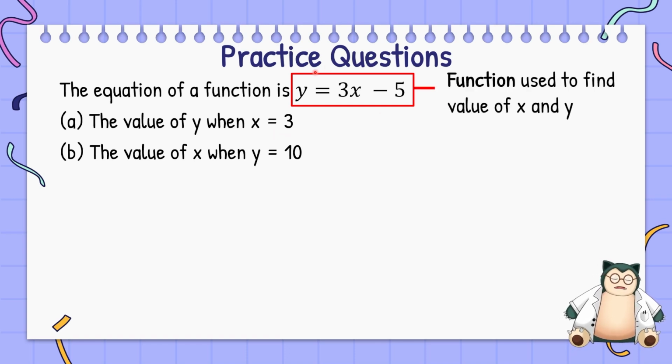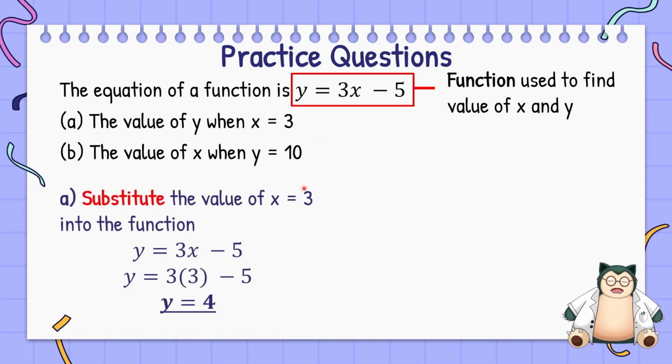Okay, so this equation over here is a function used to find the value of x and y respectively based on the question. So for part A, what you need to do is just substitution. We learned back in the previous chapter on mathematical formula, substitution just means to replace the position of x with its respective value. In this case, 3. So we have our equation of our function. We substitute x with the value of 3 into here. Use your calculator and you just get a y value of 4.